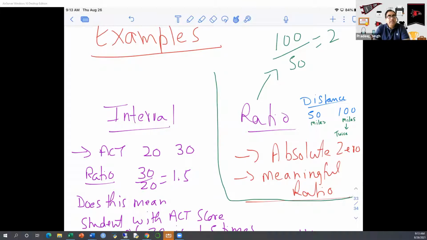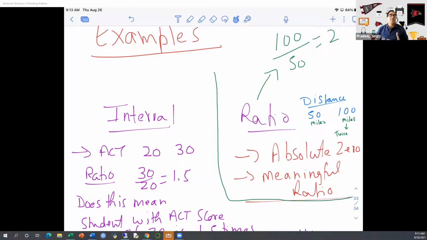So that statement is correct, or that ratio is meaningful. And it is meaningful because there is an absolute zero. Because if you travel 0 miles, that means you didn't travel at all. And because we have an absolute zero, the ratio is going to be meaningful. So always keep that in mind.